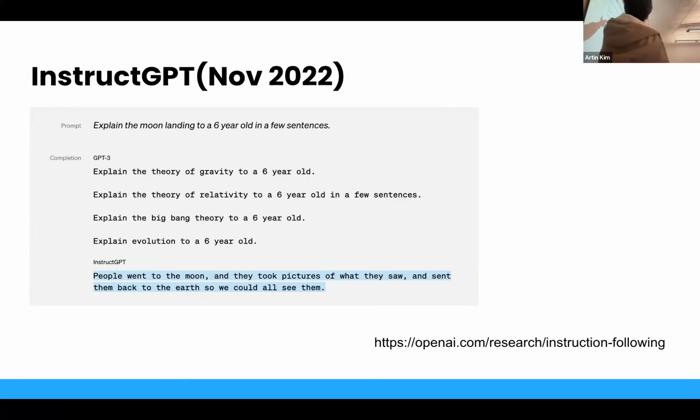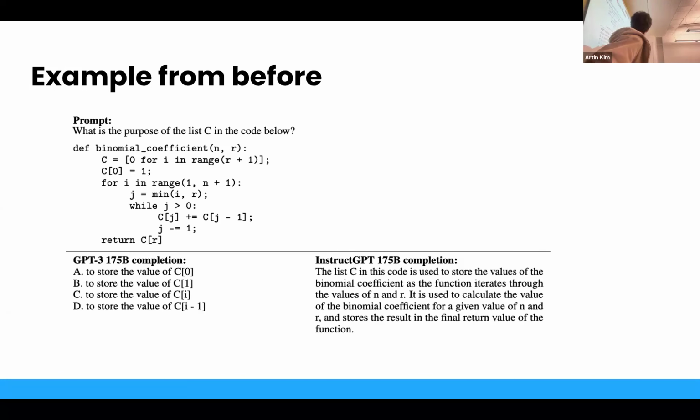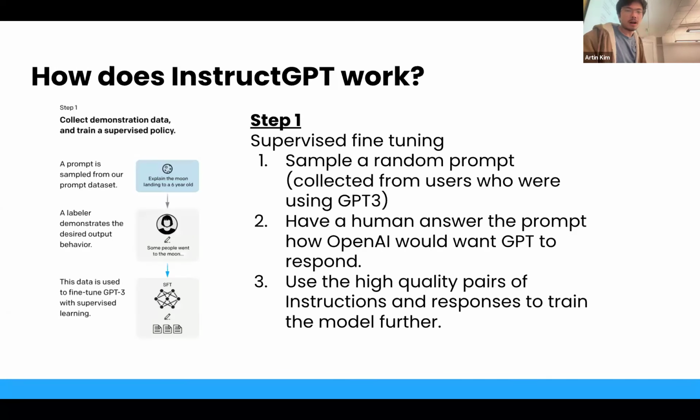So look at this. Explain the moon landing to a 6-year-old: instead of what GPT-3 produced, we have InstructGPT, which actually gives you a reasonable result, which is pretty much what we're used to today. Here's another one. Look, it actually explains the code. So how they actually do this is they say, okay, explain the moon landing to a 6-year-old. They give that to an actual person, and the person writes a response, and then they train the model to answer like the person. That's a pretty easy method.